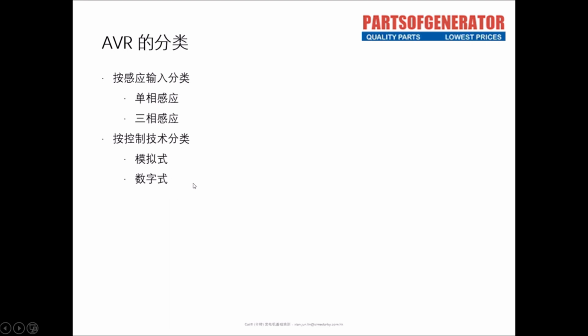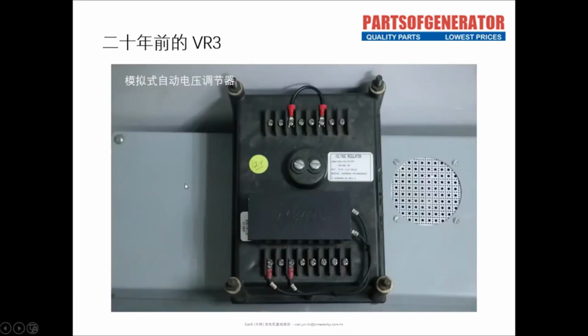There are 2 classification methods for AVR to control the output voltage of the main generator. The first one is based on the induction input classification. This can be divided into 2 types, one is single-phase induction, and the other is 3-phase induction. The performance of 3-phase induction will be better than that of single-phase induction.